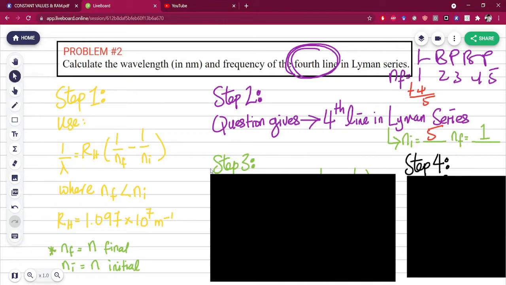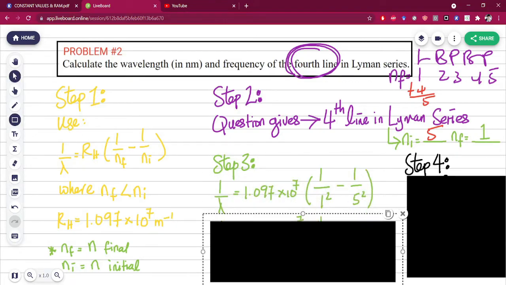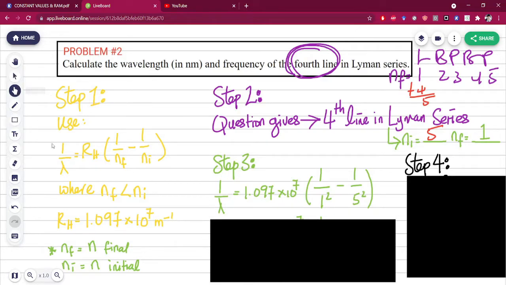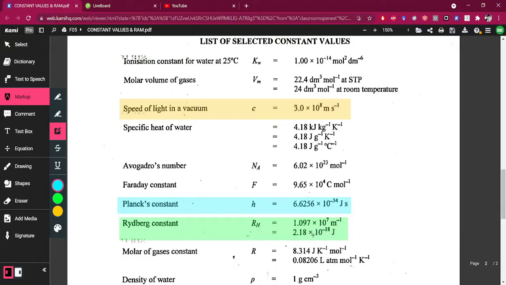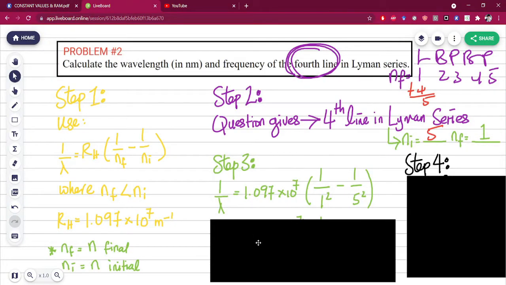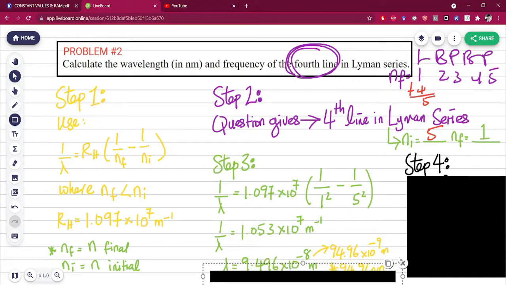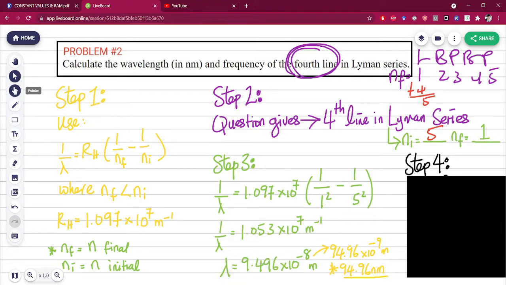So in step 3, you're just going to plug in all the values inside. The RH value, the Rydberg constant, you put in the correct one, make sure. Do not get confused with the 2.186 times 10 to the power of negative 18 joule. This one is for the other formula. So you would be able to get the wavelength equals 9.496 times 10 to the power of negative 8 meter.